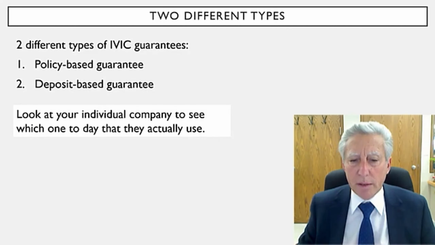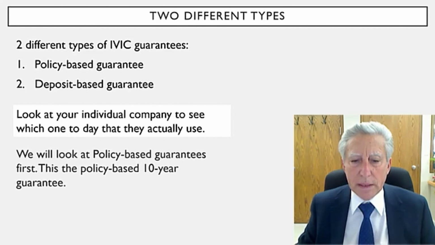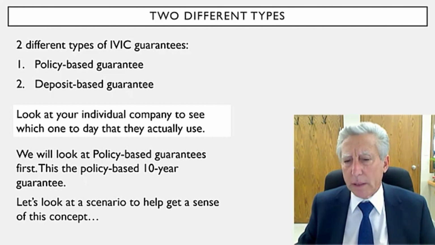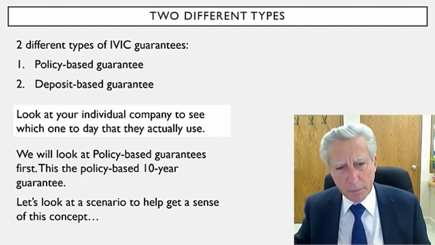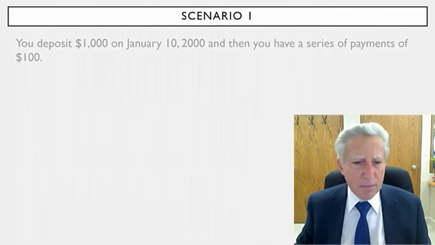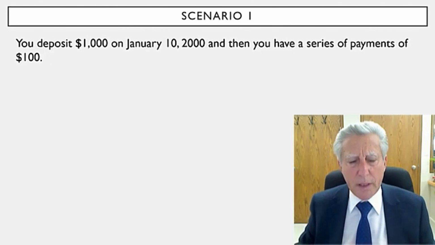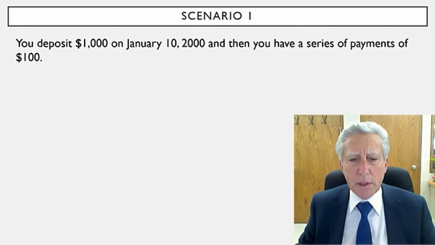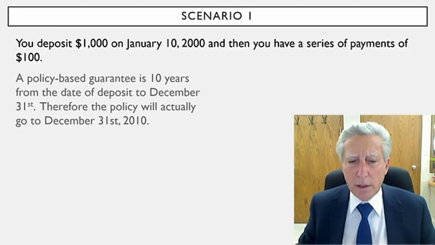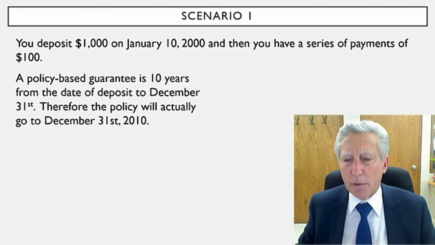So let's look at policy-based guarantee first, okay? That's the first we want to look at, because that's the one that is a little more complicated than most. So a policy-based guarantee basically says that, again, the example we're using is you deposit $1,000 on January 10th, 2000, and then you have a series of payments, let's say of $100. A policy-based guarantee is 10 years from the day of deposit to December 31st.